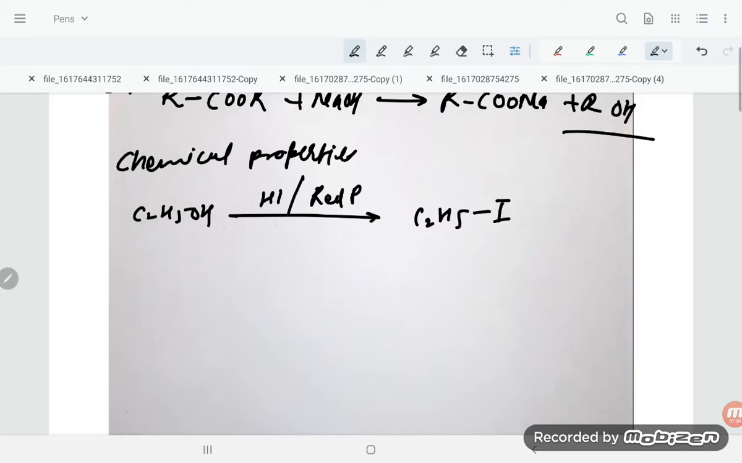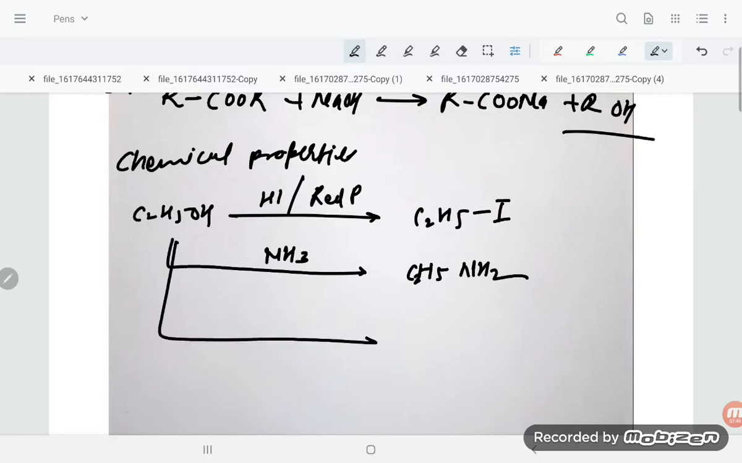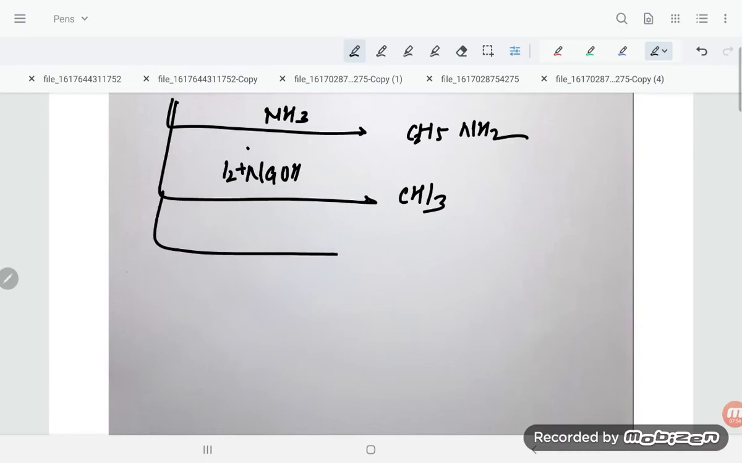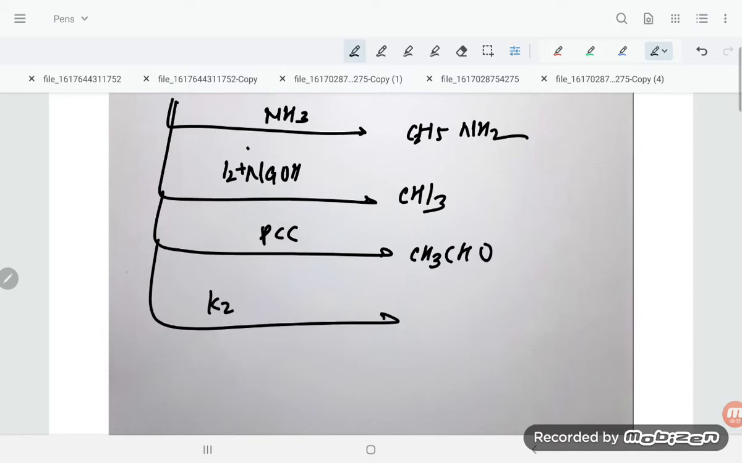If you are treating this alcohol with NH3, what compound will it give? C2H5NH2 you will get, right? If you are treating with I2 and NaOH, you will get CHI3, right? If you are treating this with PCC, you will get CH3CHO. If you are treating with K2Cr2O7, you will get acid.